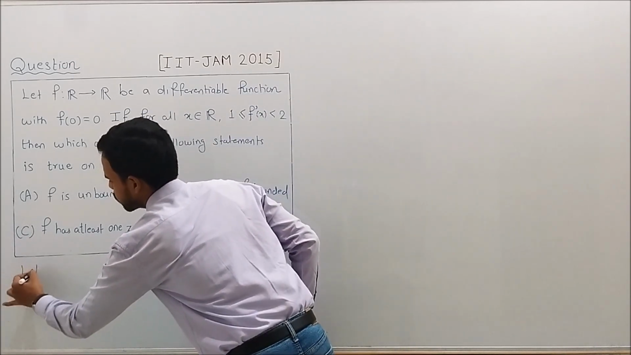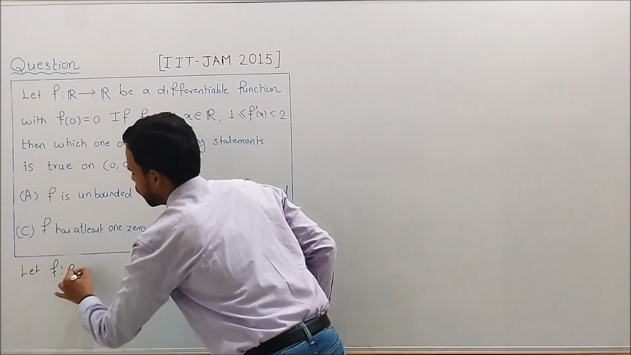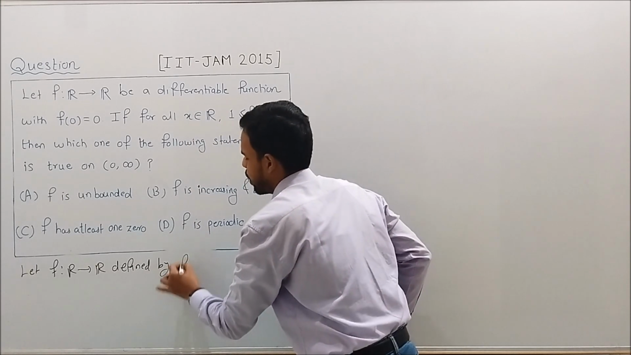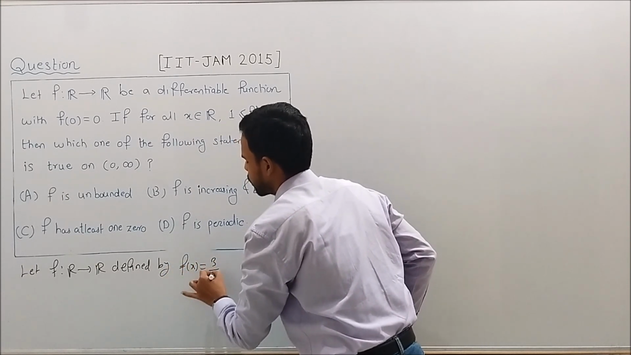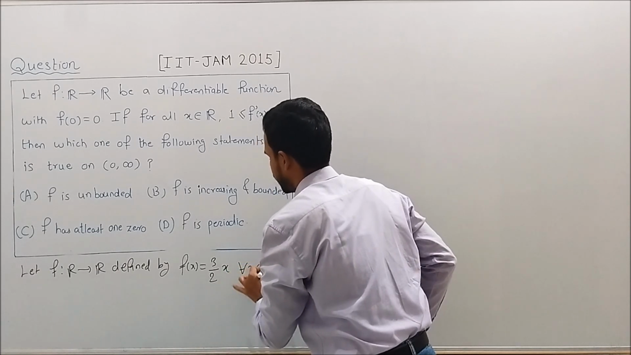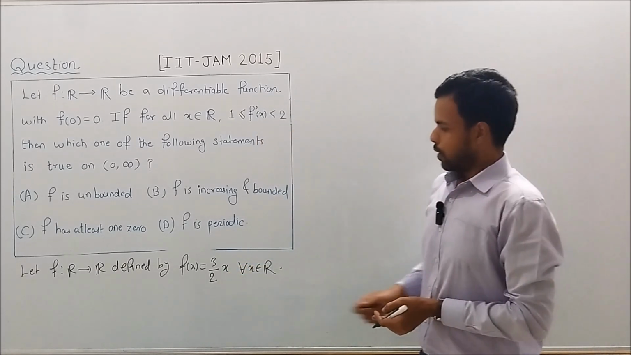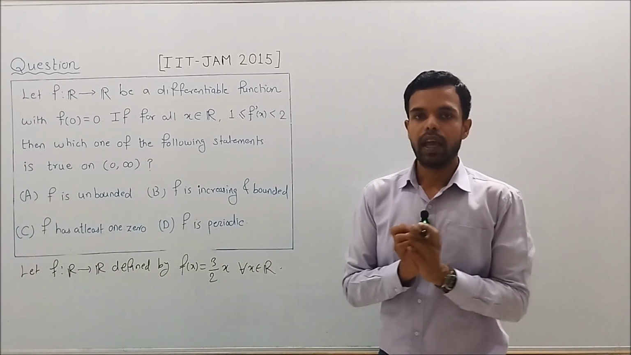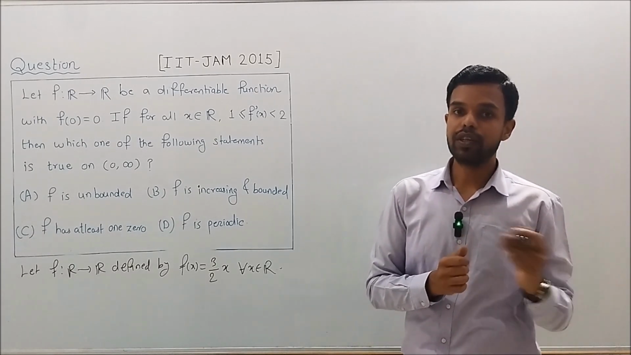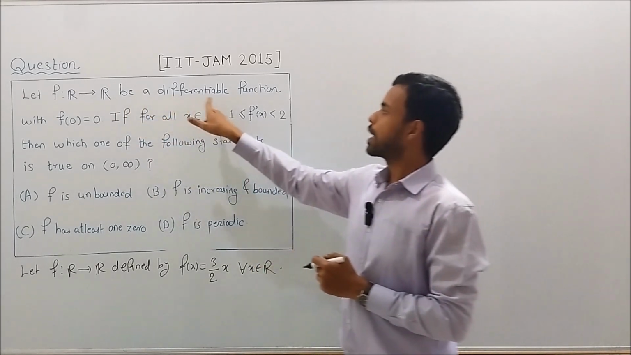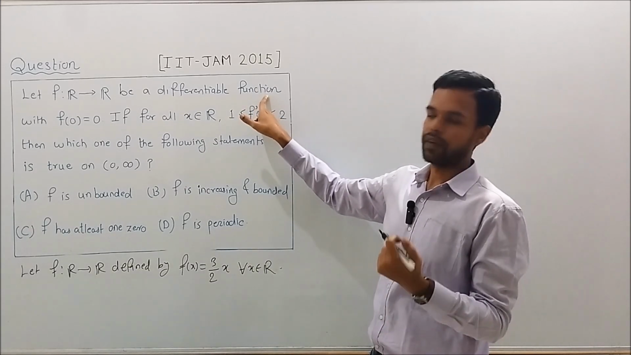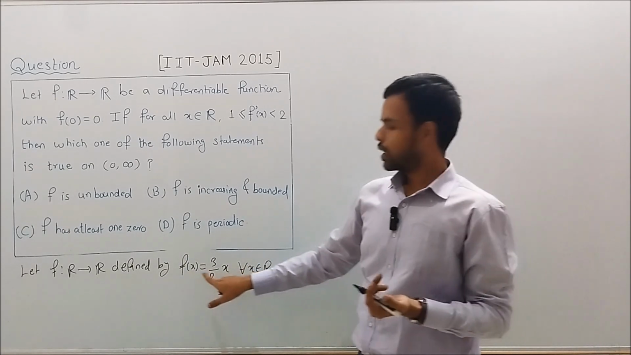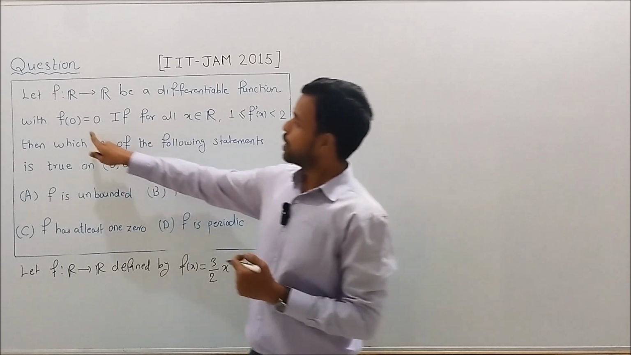So let's define the function f from R to R by f of x equals 3 by 2 x for every x belongs to R. We can see that by definition f of x is a polynomial function, and we know that polynomial functions are differentiable functions. So f from R to R is a differentiable function. This condition is satisfied. Further, at x equals 0, f of x takes value 0, that is f of 0 equals 0. So this condition is also satisfied.